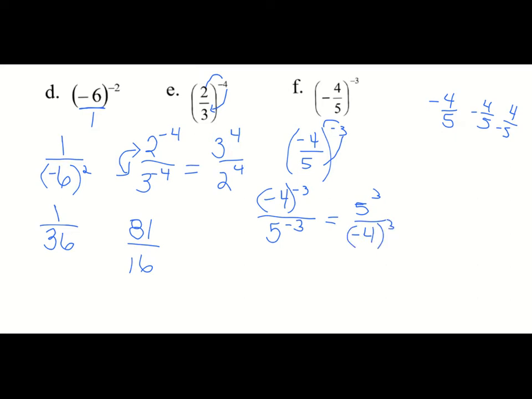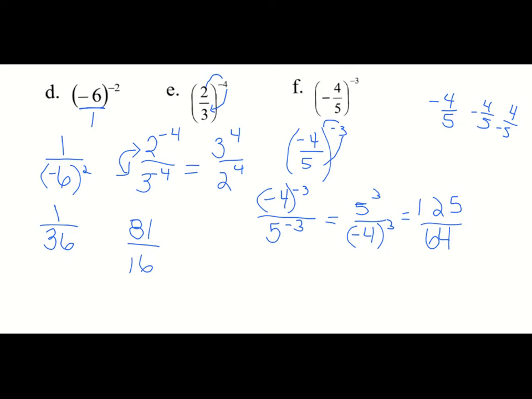And then again, we can multiply that out. 5 to the 3rd power is 5 times 5 times 5, which is 125. And -4 to the 3rd power will be -4 times -4 times -4. And that is going to give us 64. Now, if we could simplify the fraction, we would, but there's nothing we can divide out of that.